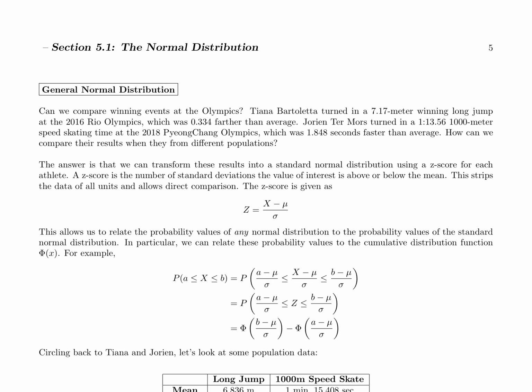The answer is that we have to normalize all of our data and standardize it to a standard normal. That sounds like a lot, right? But it's not so bad. We can transform them into a standard normal distribution using something we call a z-score for each athlete. So a z-score.